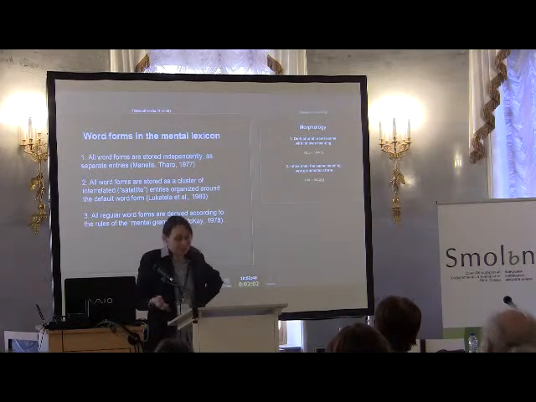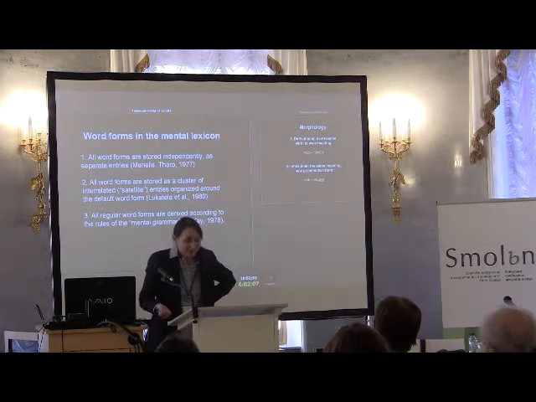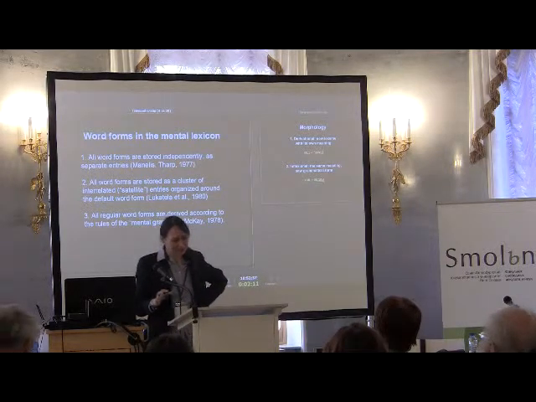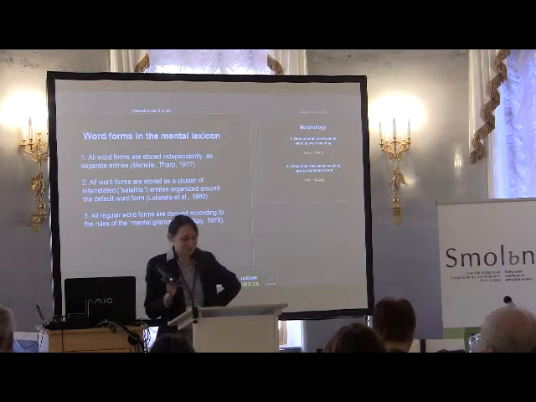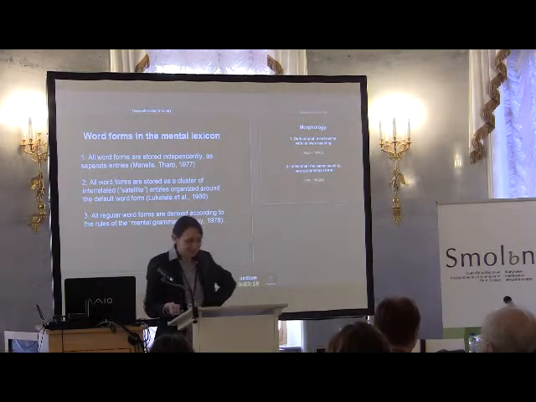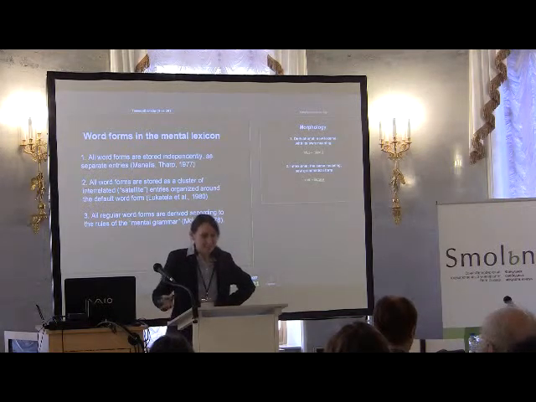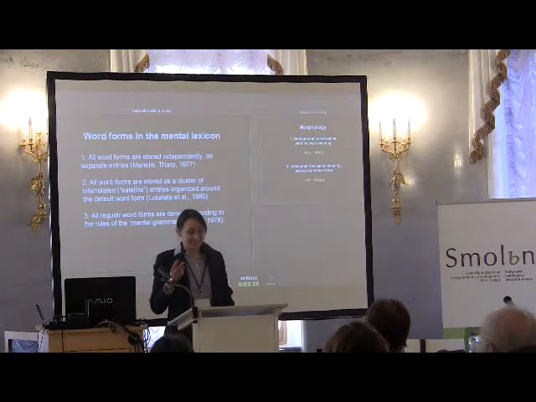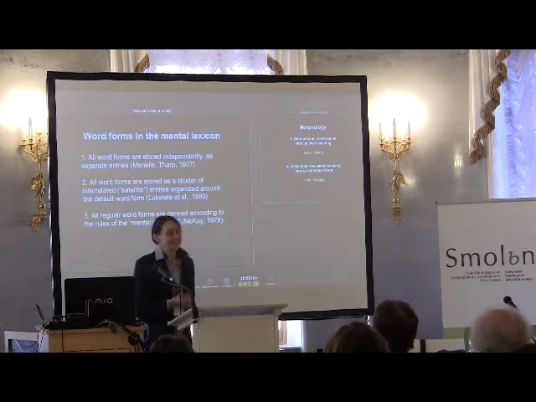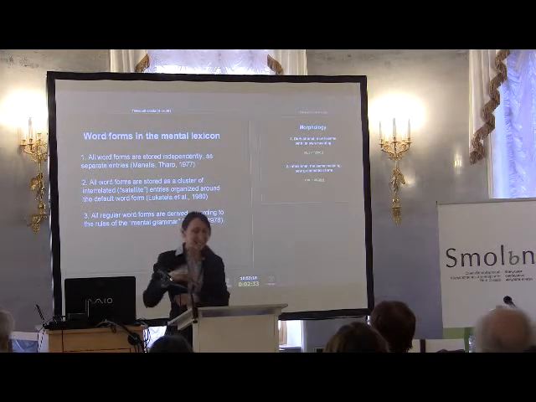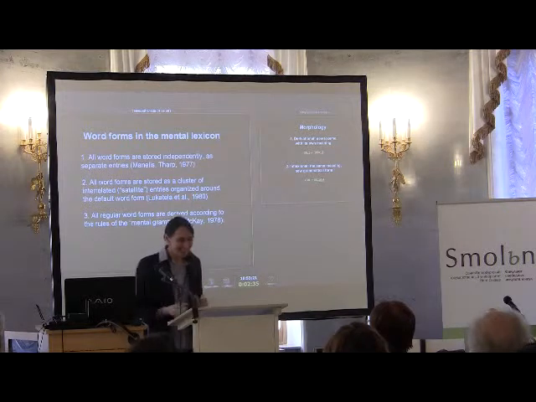On the one hand, it's quite possible that all word forms are stored independently. But from the point of view of economy, it's not really a good idea. It's probably easier to store just a default form, for example the nominative form, and to derive everything according to the rules of a certain mental grammar. But in this case, we should suppose that there is this mental grammar in addition to the mental lexicon as it is.